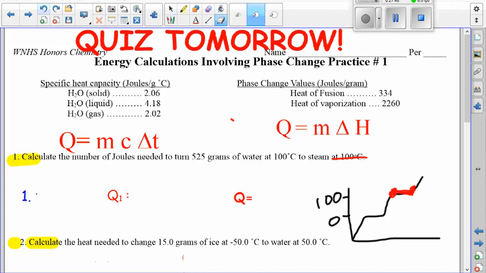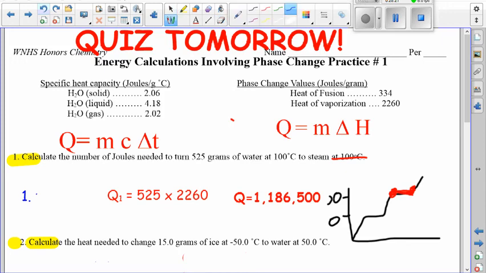Let me see here. Mary, is there a temperature change here? Nope, so I'm not going to use Q equals MC delta T. I'm going to use Q equals M delta H. My M is 525. And what delta H should I be using here? Is this the cheap bridge or the expensive bridge? So what delta H am I using? Yep. So I calculate that. That comes out to be just over 1 million. And I have nothing to add that to because I only have to calculate 1 Q. And so that is actually my final answer.